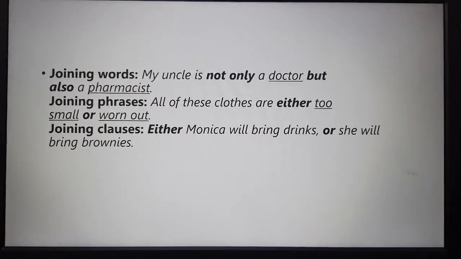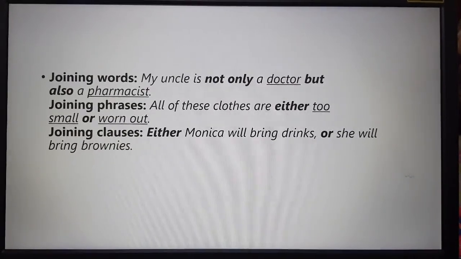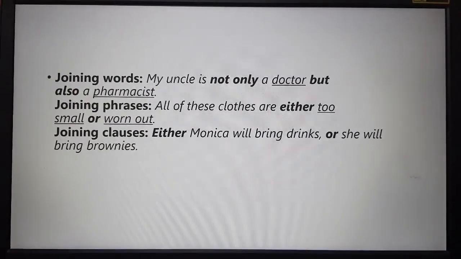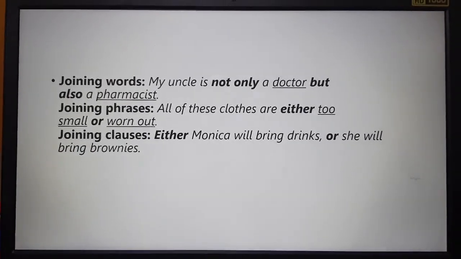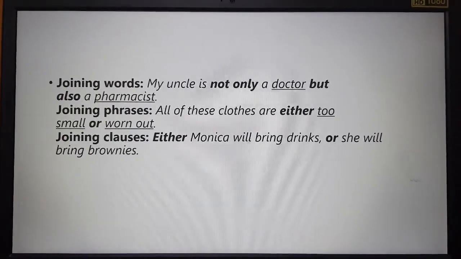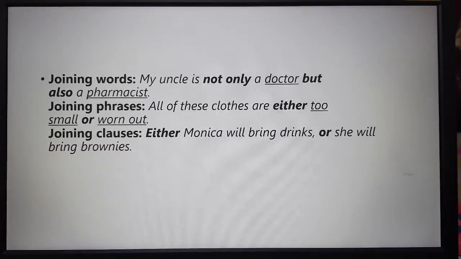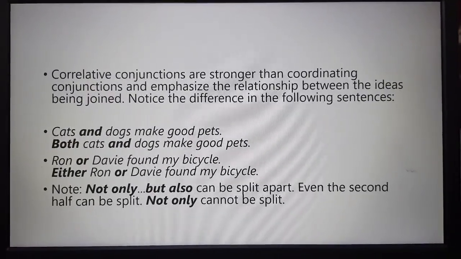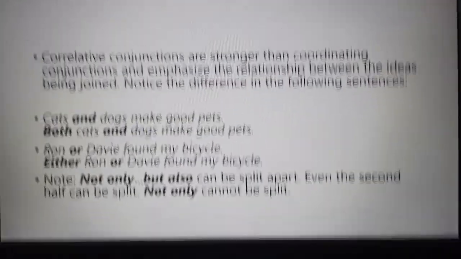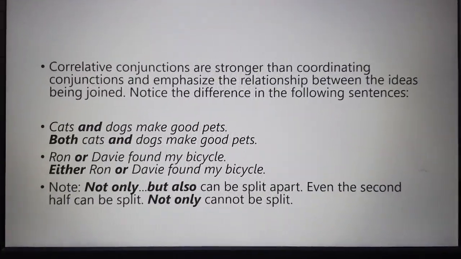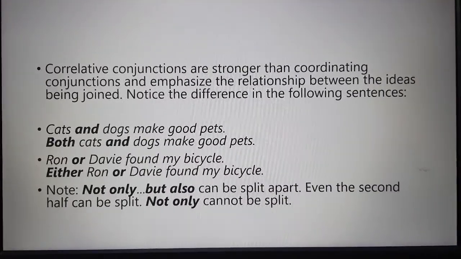Joining phrases: how do you join phrases using these conjunctions? All of these clothes are either too small or too worn out. Joining clauses: either Monica will bring drinks or she will bring brownies. That's yummy. Correlative conjunctions are stronger than coordinating conjunctions and emphasize the relationship between the ideas being joined.